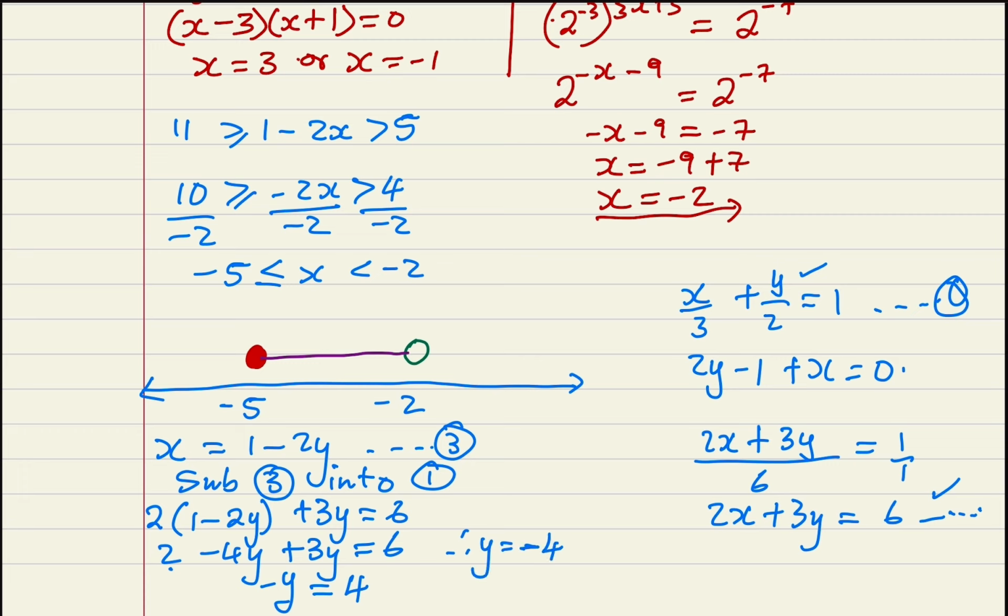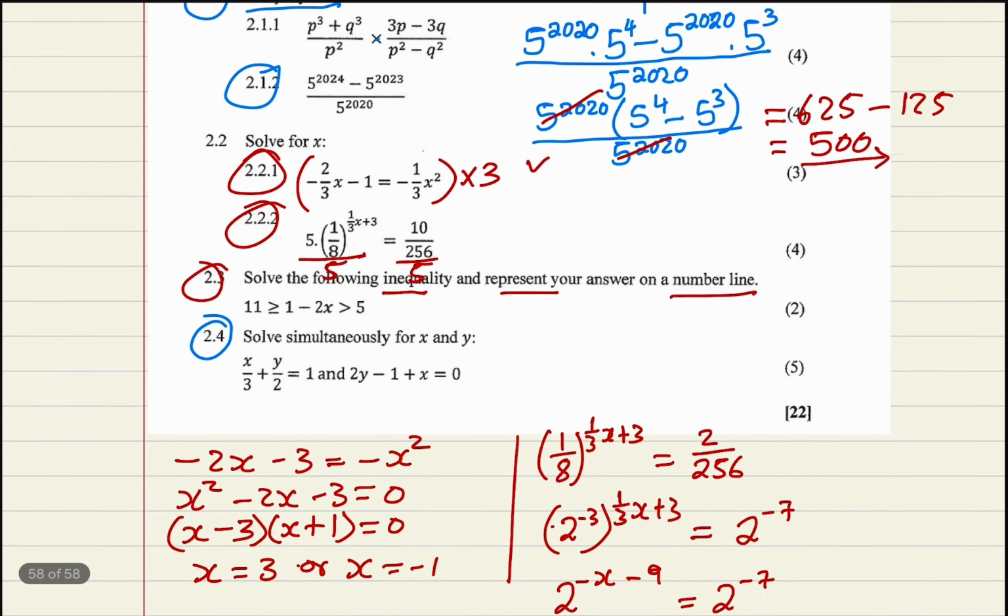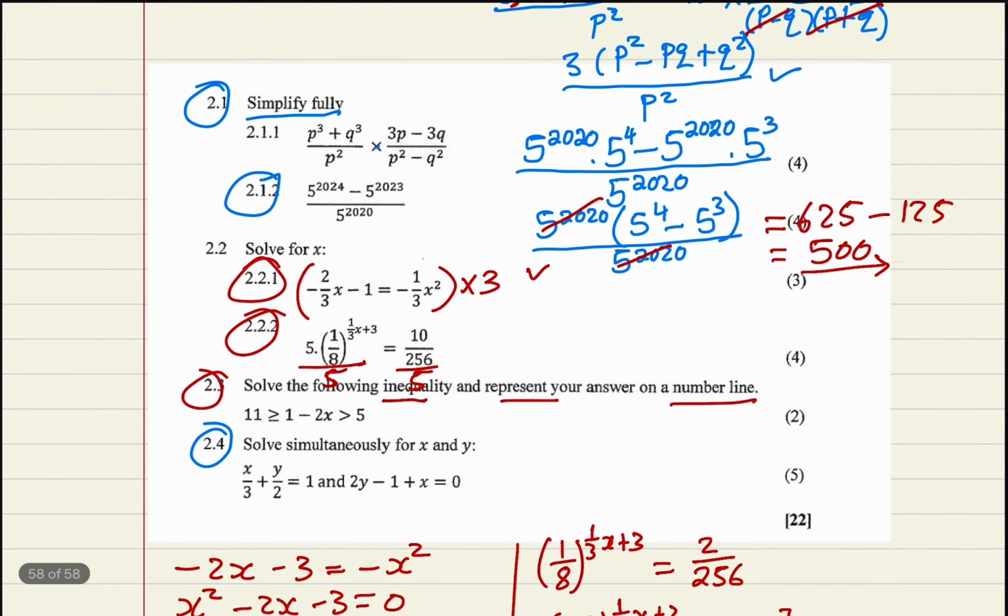Okay, then let's check for x by taking this and substituting it into equation 3. Then we'll have x is equal to 1 minus 2 into negative 4. So x is equal to, this is 8, 8 plus 1 will give us what? 9. So our x is 9, our y is negative 4. So that is how we work out on these 22 marks, grade 10.